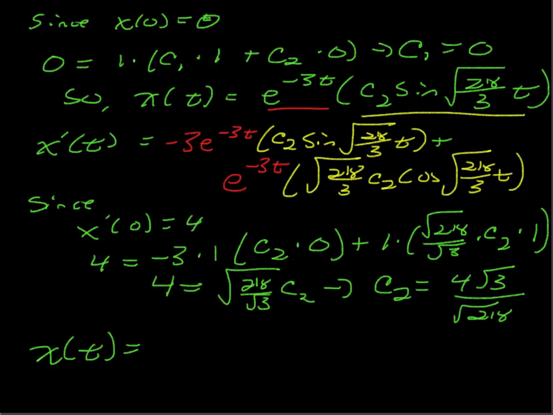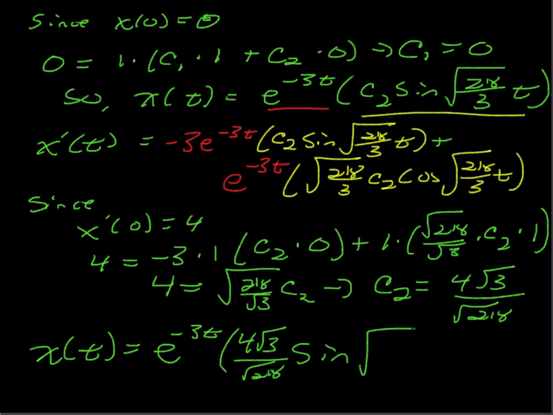x of t is equal to e to the negative 3t times 4 root 3 over root 218 times the sine of the square root of 218 over 3 t, and that's the final solution.